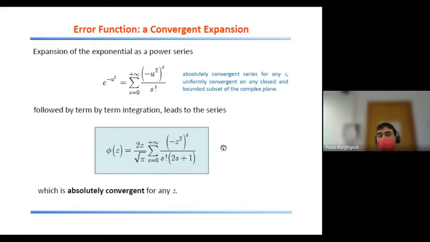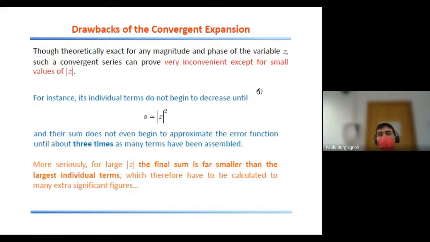Now, this series is absolutely convergent for any z, so you could use it in principle for calculating the value of the error function for any complex value of the variable z. However, if you try to do that, you will discover that although in principle this is possible, if you write a code on your computer to do that, you will discover that the use of this series is actually very inconvenient unless your argument z is small in absolute value.